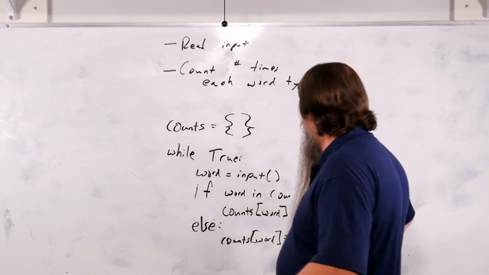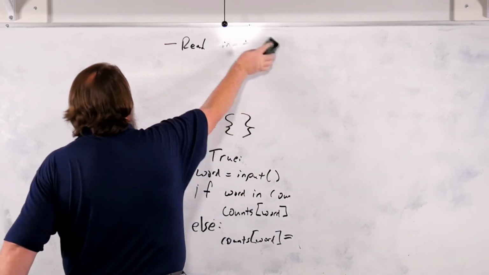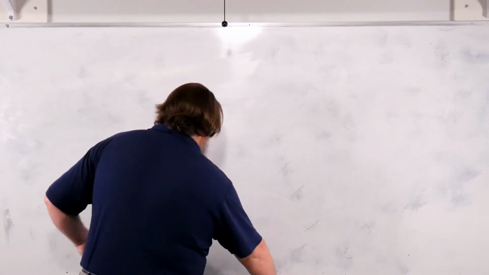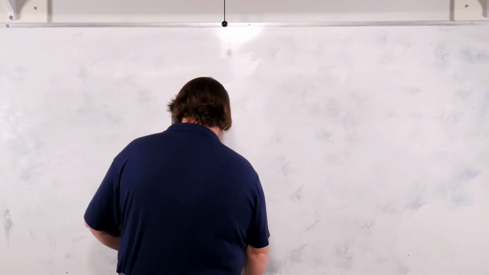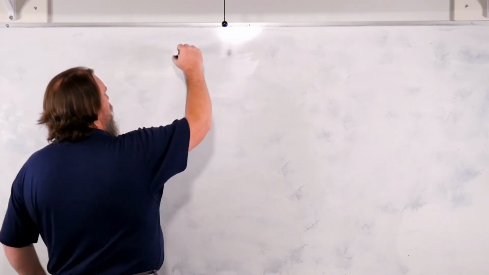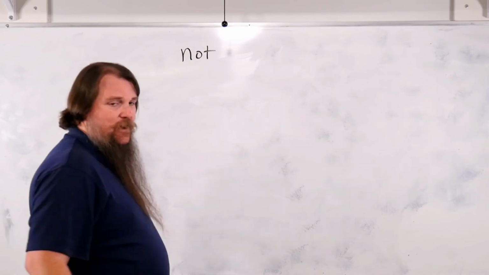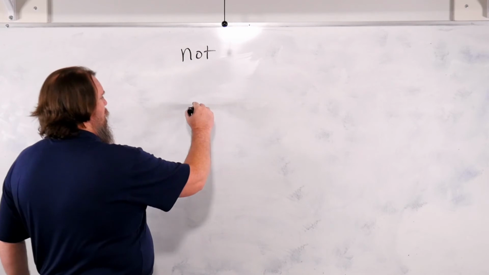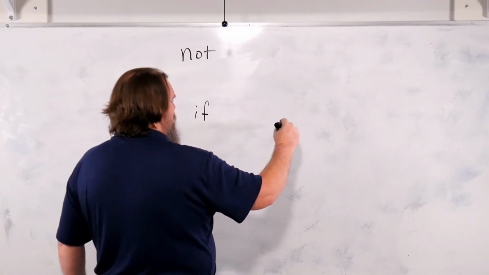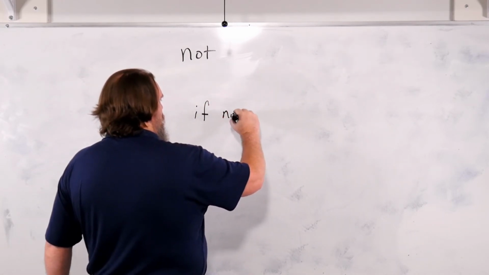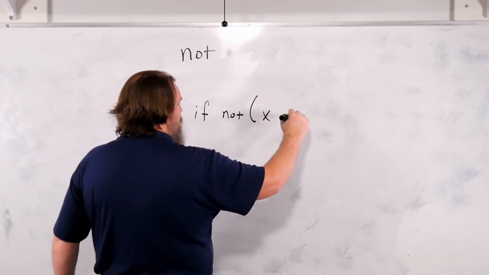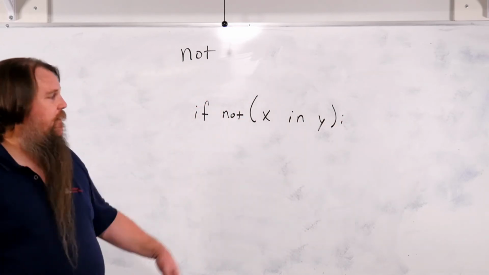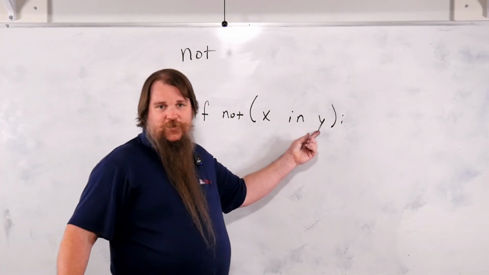Now, any other things that you need to know about the in operator? Well, let's talk about not in. We already know that there's a not operator. We already said that there's a not operator previously. And we know that we have an in operator, so it's perfectly valid to write this. If not X in Y. All right, this says Y is some sort of a collection.